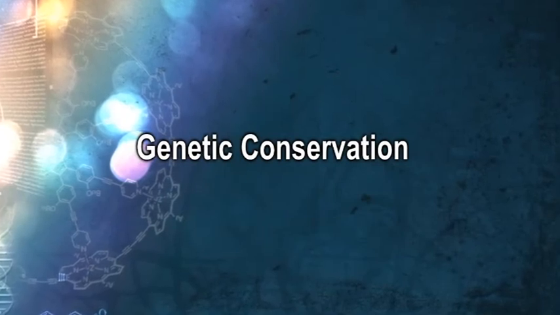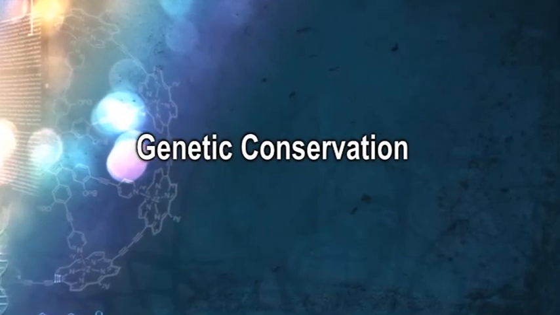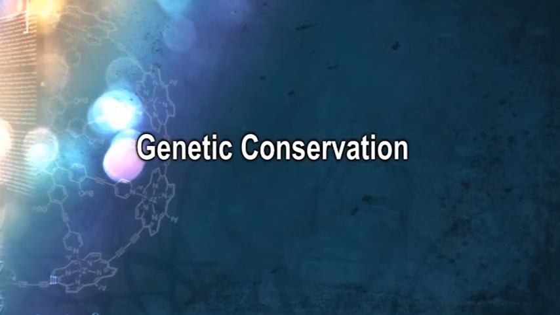Next is genetic conservation. According to IUCN in 1980, conservation is defined as the management, preservation and use of genetic resources in such a way that they may yield maximum benefit to the present generation while maintaining their potential to meet the needs and aspirations of future generations at the same time.